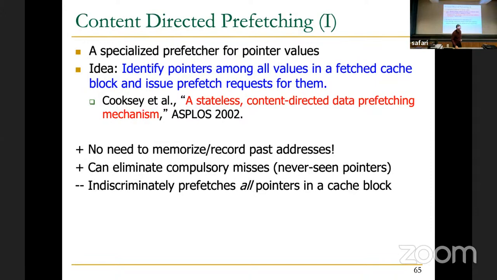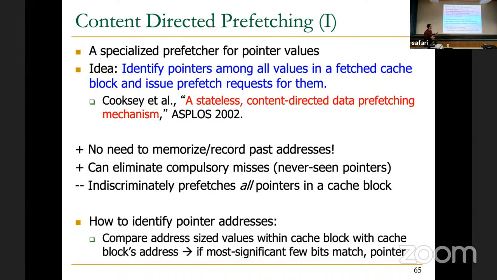Of course, there's an interesting question over here, which is how do you identify pointer addresses? And this is another place where this paper contributes creatively. And the idea is to compare the address-sized values within a cache block with the address of the cache block. If the most significant few bits match, then declare that it's a pointer. And I'm going to show you an example of this.